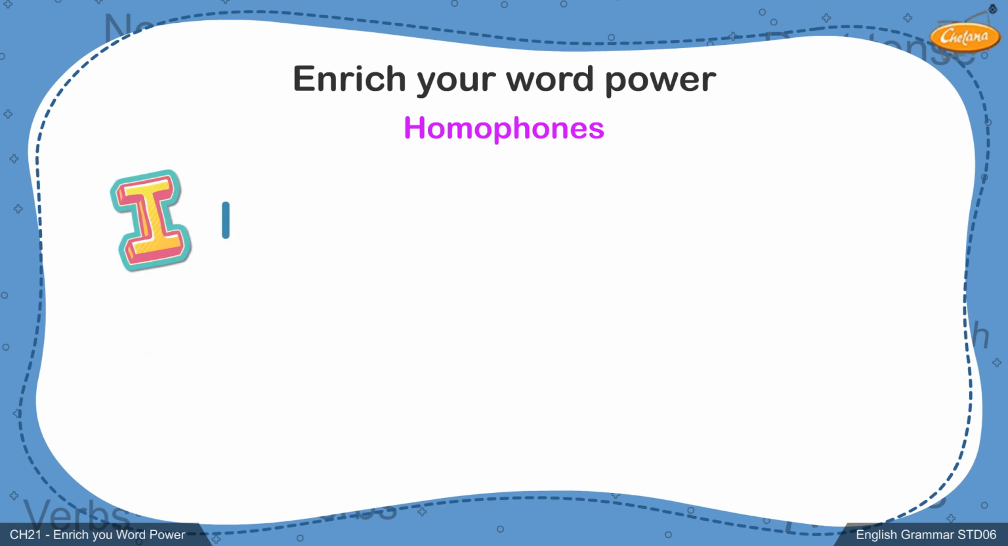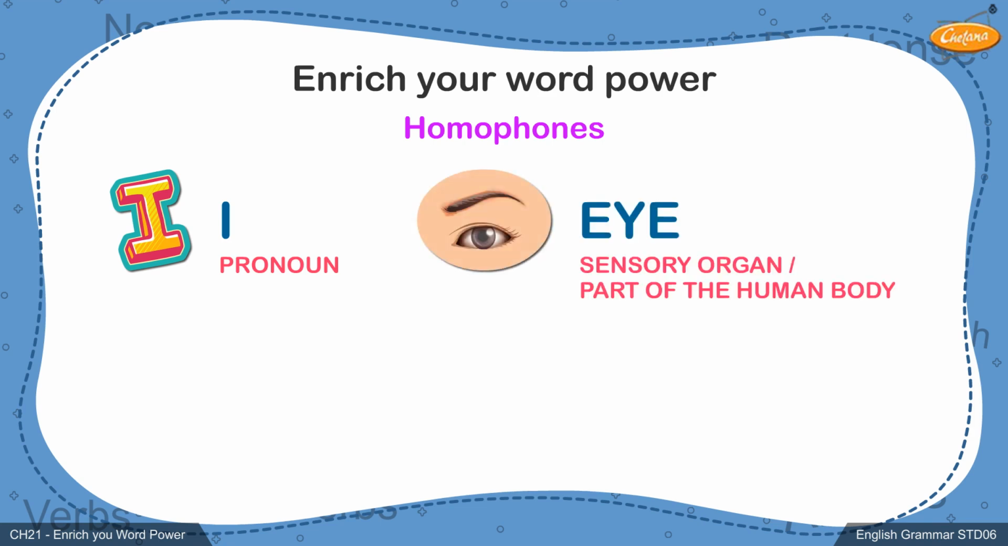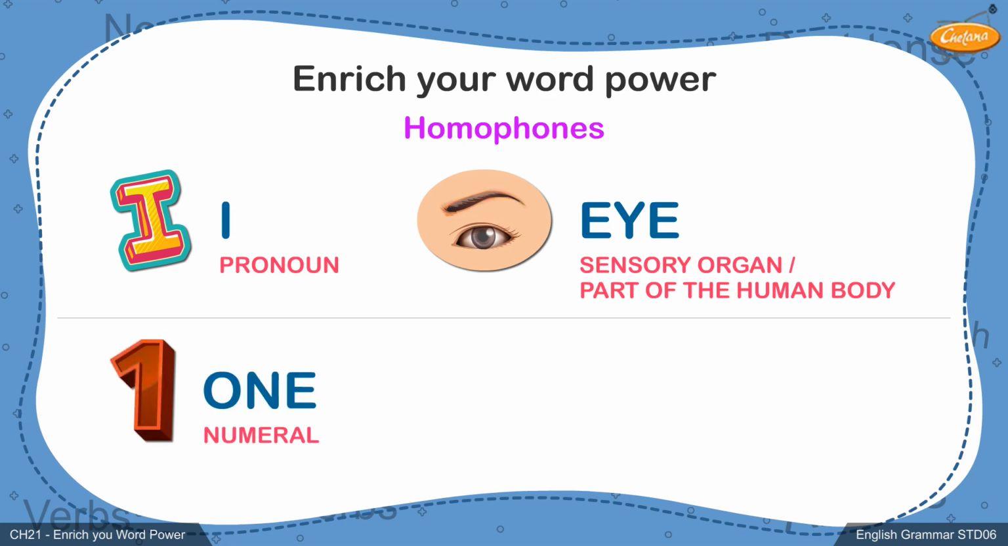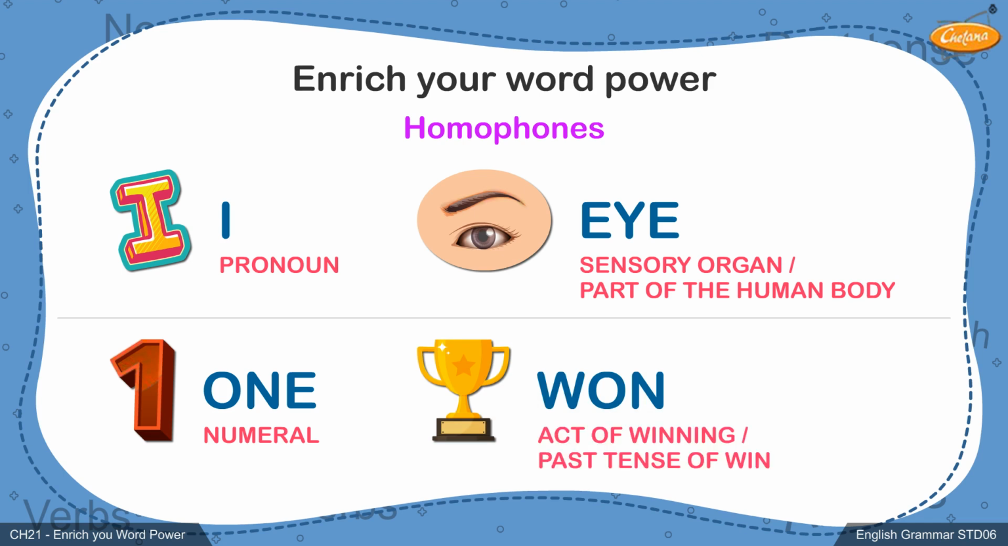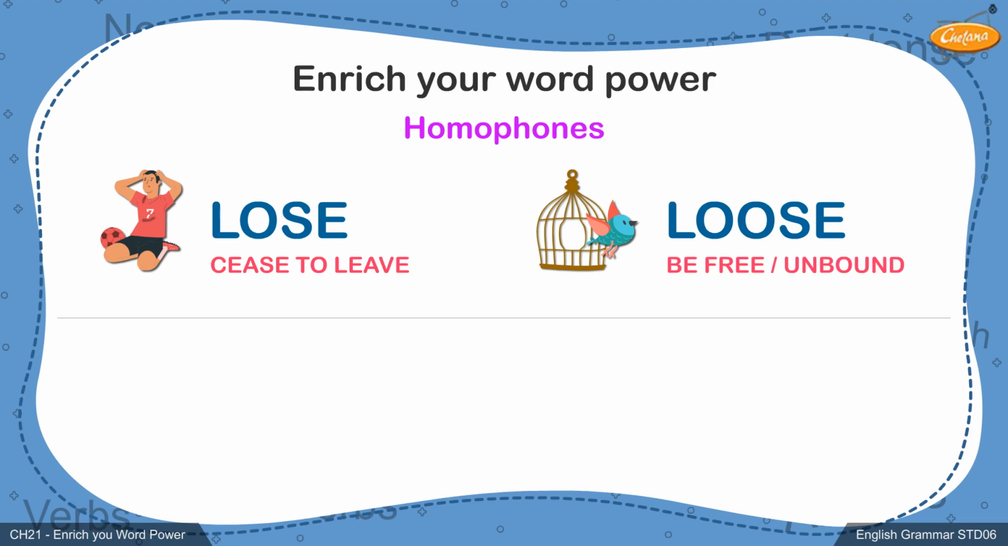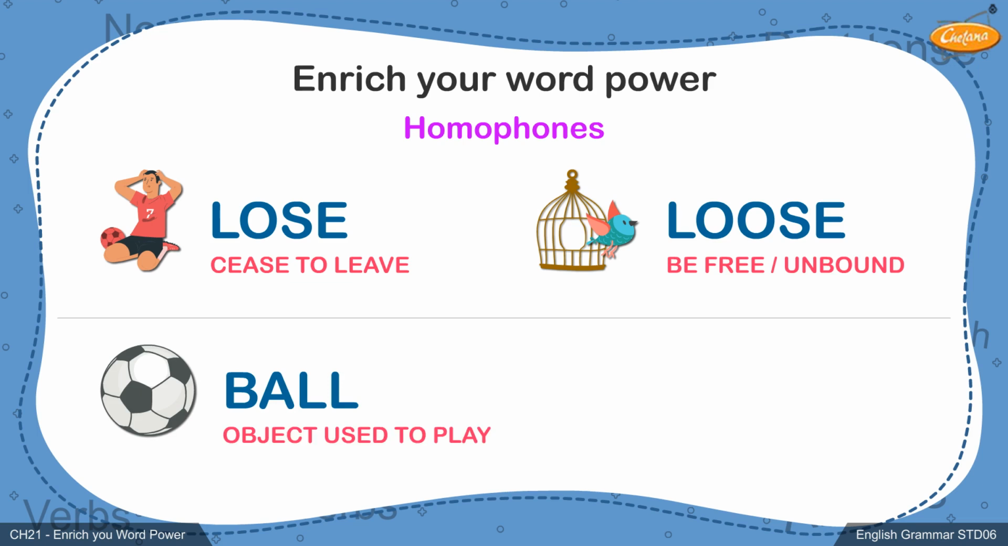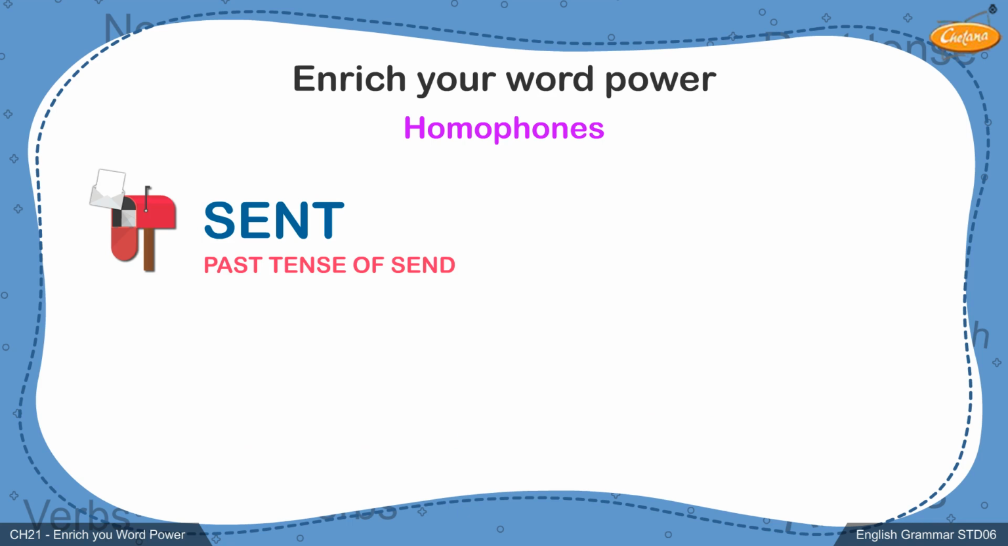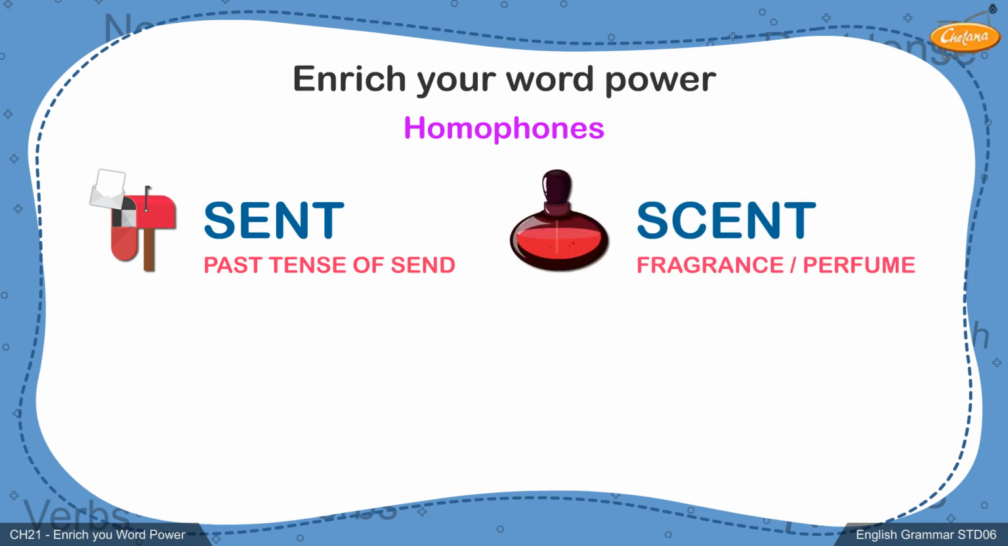The letter I is a pronoun, whereas the word eye is a sensory organ, a part of the human body. The word one is a number, whereas won refers to the act of winning. In the next example, lose means to cease to have, whereas the second word, loose, means to be free, unbound. Ball in the fourth example refers to an object that is played with, whereas bawl means to cry loudly. In the last example, sent is the past tense of send, and the word scent is a perfume or a fragrance.